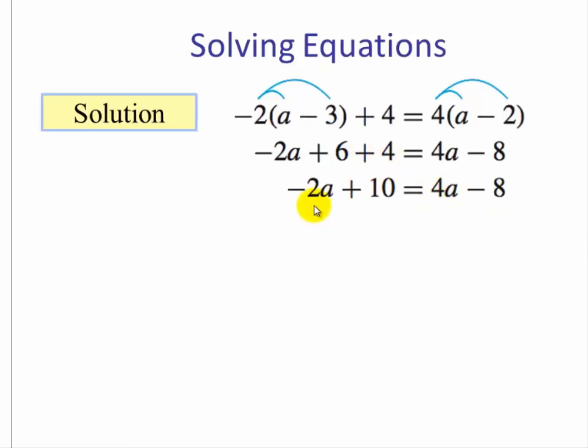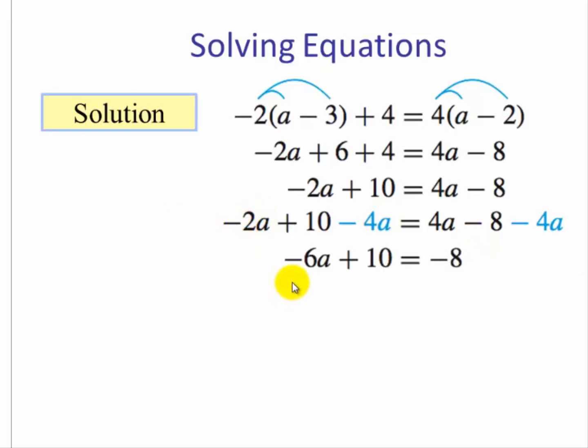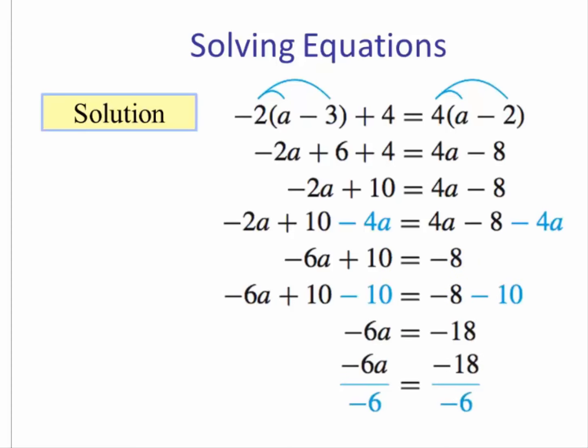We have variables on both sides of the equal sign. We could add 2a to both sides, or we could subtract 4a to both sides. It doesn't matter. I'm going to subtract 4a to both sides. Combine like terms. We get negative 6a plus 10 equals negative 8. Next step is to subtract 10. And then finally we divide by negative 6, and we get a to be equal to 3.